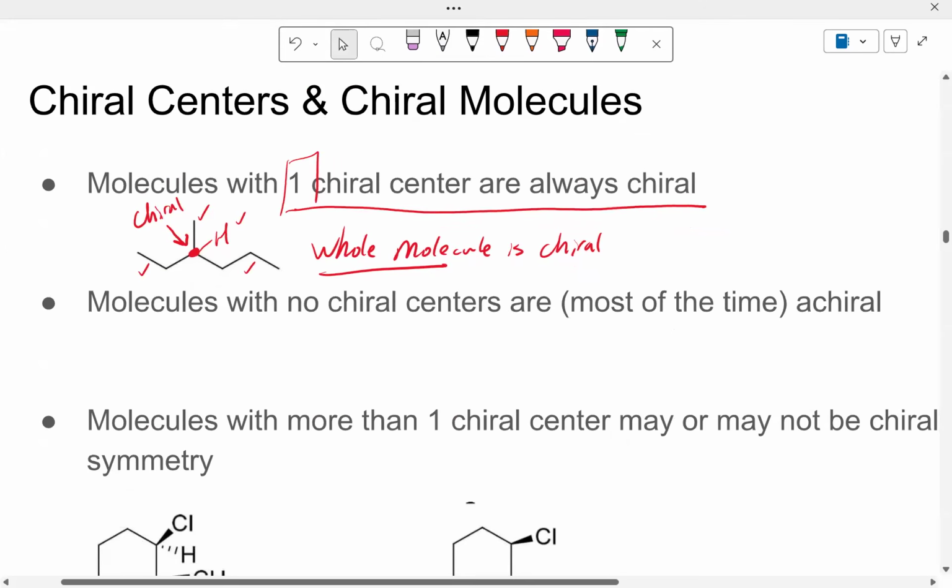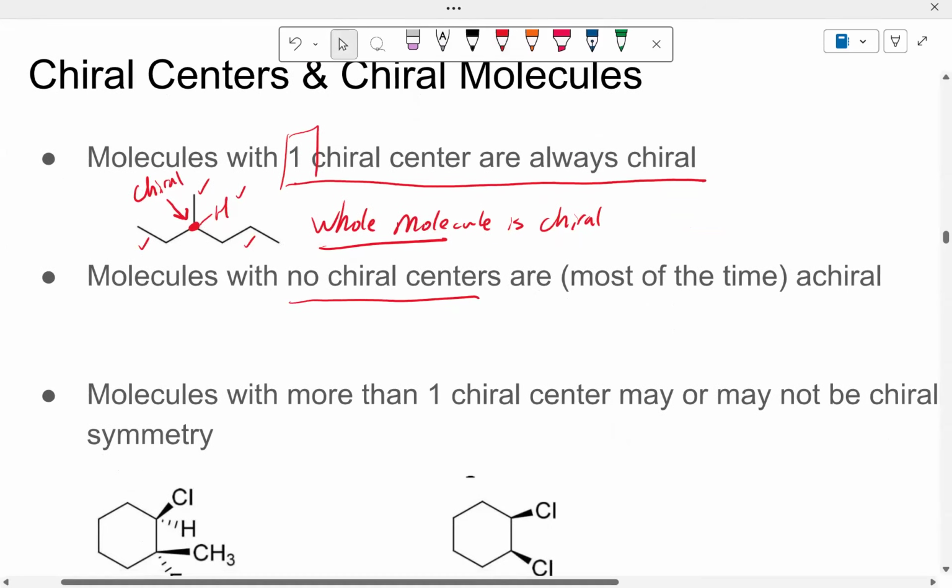Now, molecules without a chiral center are most of the time achiral. That "most of the time" is a very, very rare exception that we will not see, or at least I won't cover in OChem. There are certain times where you can have a compound that doesn't have chiral carbons, yet the whole thing can be chiral. That's not something we will cover in this course.